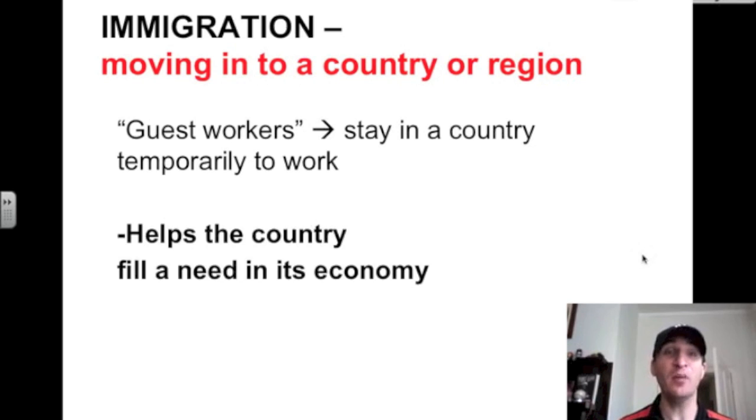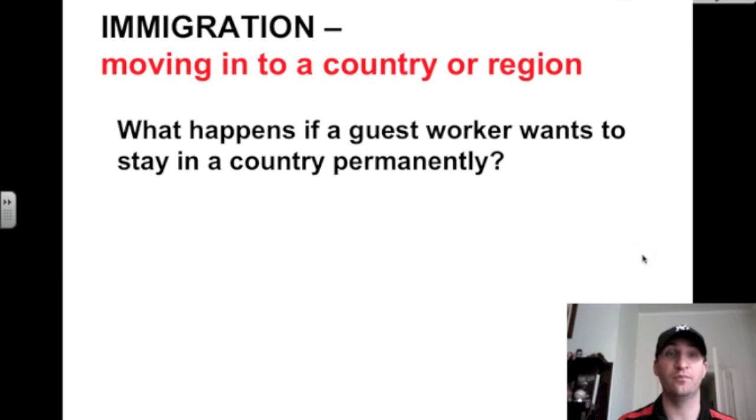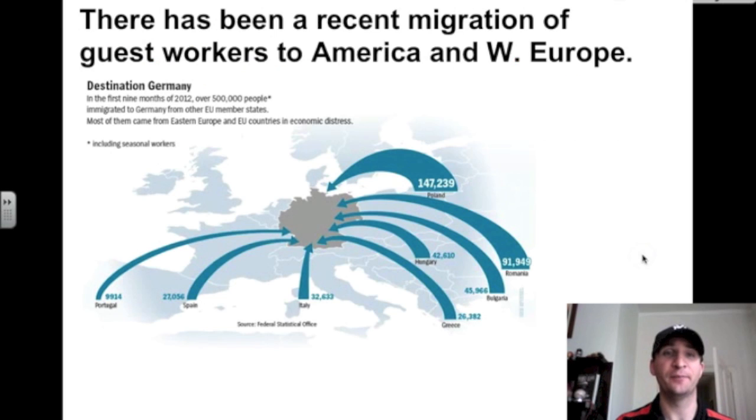Guest workers help a country by filling a need in this country's economy. They work. Guest workers also are able to support their family by being employed. So there are two helps for guest working. It helps a country's economy and it helps the guest worker's family. What happens if a guest worker wants to stay in a country permanently? As I said, that's where the trouble comes in politically.